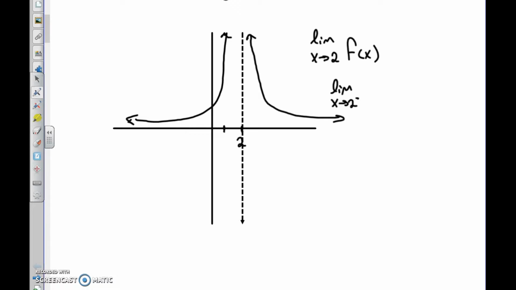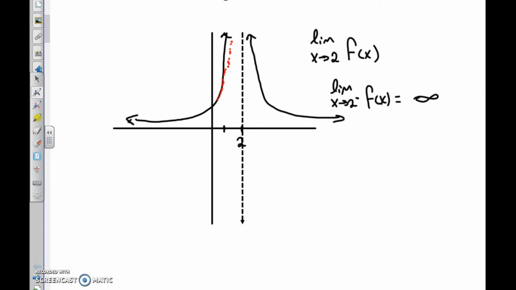The limit as x approaches 2 from the left-hand side of this f of x function is equal to, well, if I look here, I can see that as we get closer and closer to this 2 value, our y value is actually approaching infinity. So by our limit existence theorem, is it possible at this point for this limit to exist? And the answer is no.